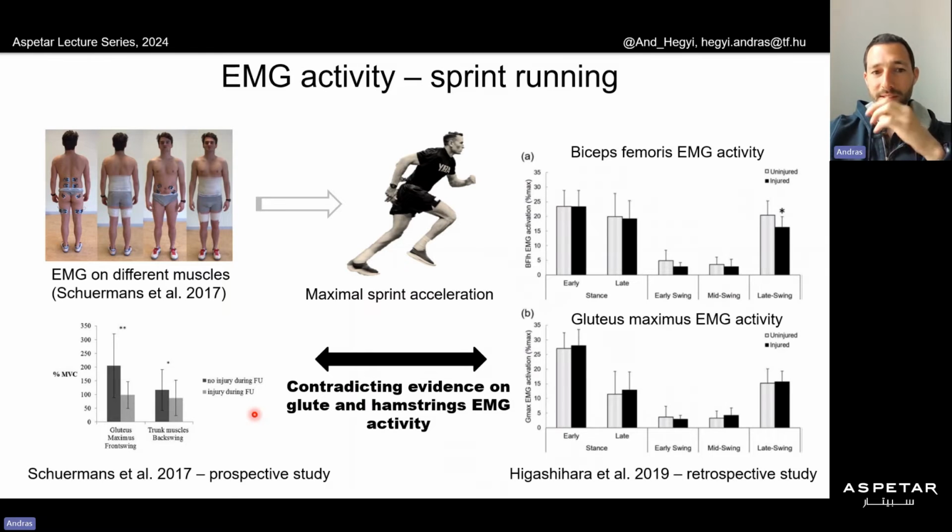The problem is that this is the only prospective study, and if I take this retrospective study, this shows completely different results. For example, on the gluteus maximus, they found no differences between injured and non-injured legs. But in the biceps femoris muscle, they had a lower activation in the late swing phase in the injured leg compared to the uninjured leg. So at this point, it's very difficult to say what's happening here.